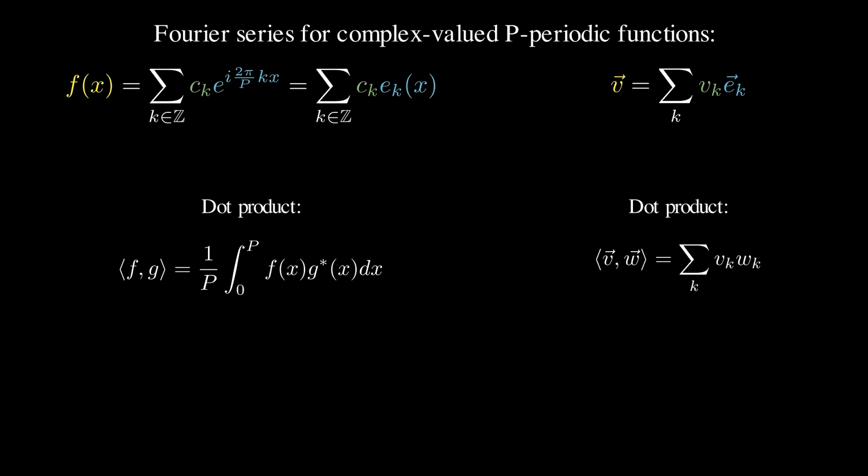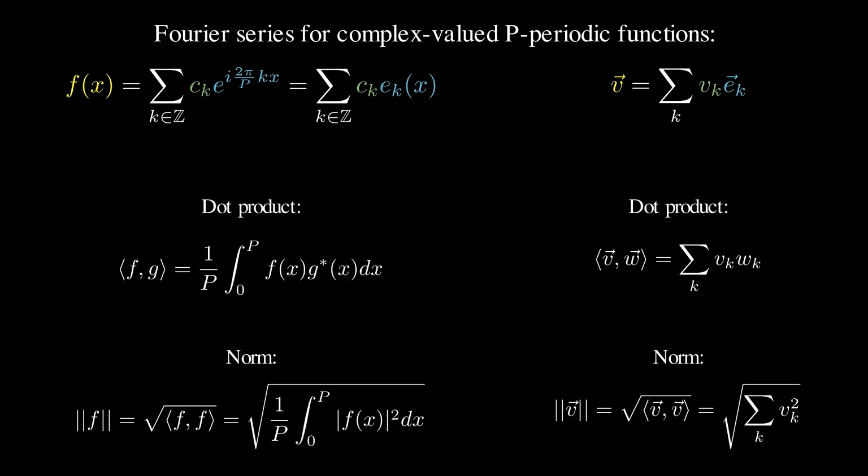In order to obtain a finite result, we only integrate over a characteristic interval, which in the case of a periodic function is one period. And in order to make the result not scale too much with the period, we divide by the period. You might also have noticed that there's a star symbol next to one of the functions. This is the complex conjugate symbol, and it becomes necessary in the complex case if we want the norm of a function to be a non-negative real number. The norm of a vector is simply defined as the square root of the dot product of the vector with itself.